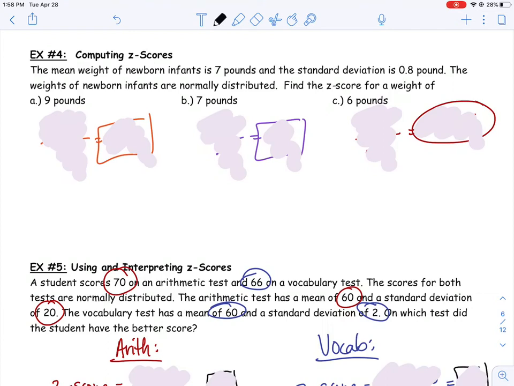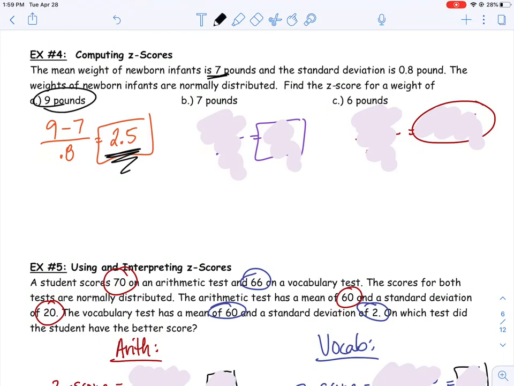So let's go ahead and use our z-score formula to figure out how many standard deviations away each of these values are. On the first one, we're going to take the 9, our data item, subtract our mean, which is 7, and divide by our standard deviation, which is 0.8. I ended up getting 2.5. What that means is that if you have a 9-pound baby, then it is 2.5 standard deviations above average. It's 2.5 standard deviations above an average newborn.